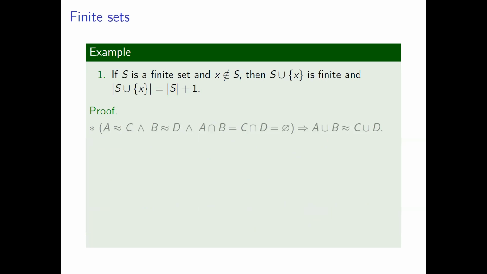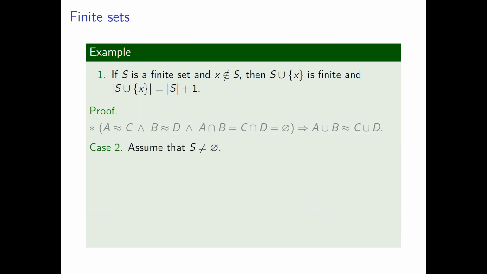To prove case 2, we shall use the following result from lecture 5.1. Given sets A, B, C, and D, if A is numerically equivalent to C, and B is numerically equivalent to D, and A and B are disjoint, and C and D are disjoint, then A union B is numerically equivalent to C union D.